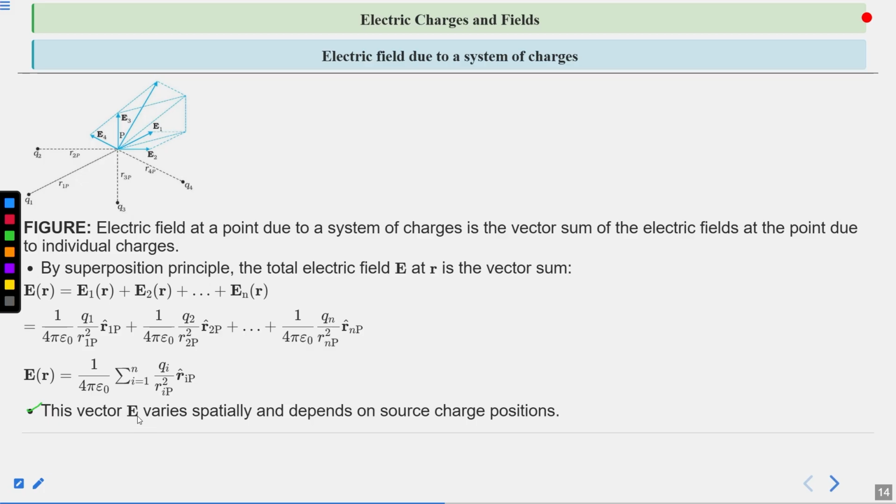It is a vector that varies spatially and depends on the source charge position. Clear?